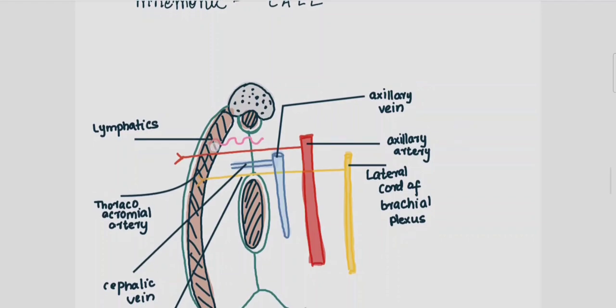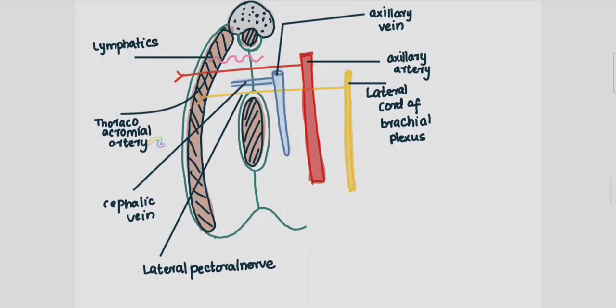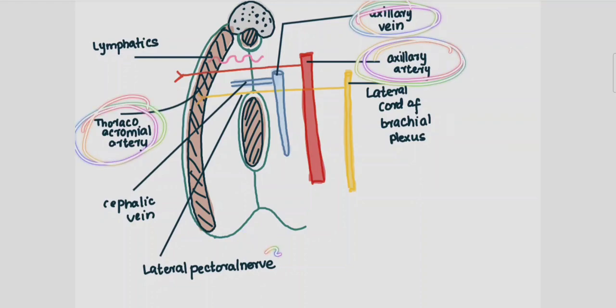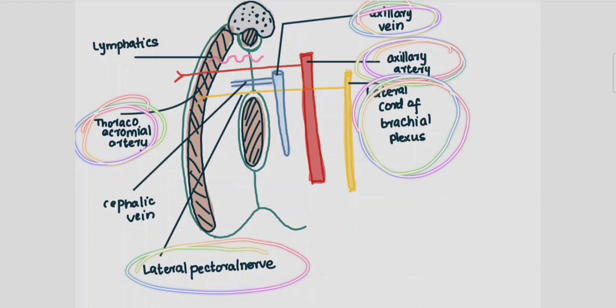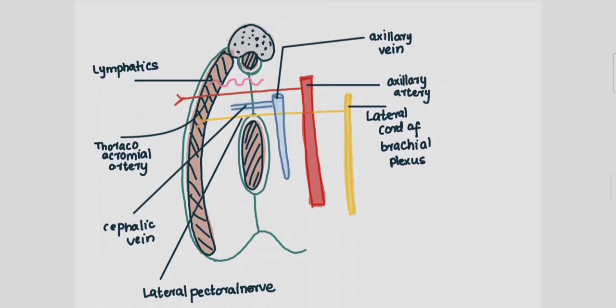Okay, so now we'll study from which branches these structures are arising. The cephalic vein comes from the axillary vein. The thoracoacromial artery is a branch of the axillary artery, and the lateral pectoral nerve comes from the lateral cord of the brachial plexus. So these are the structures passing through the clavipectoral fascia.